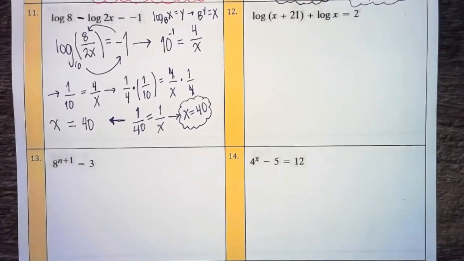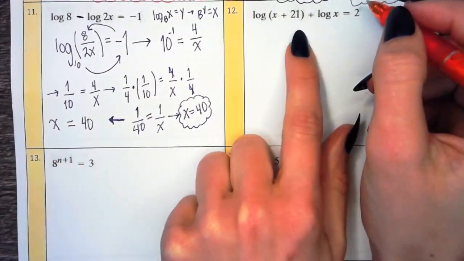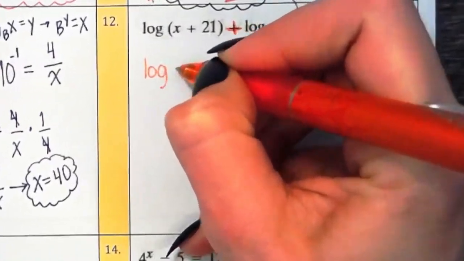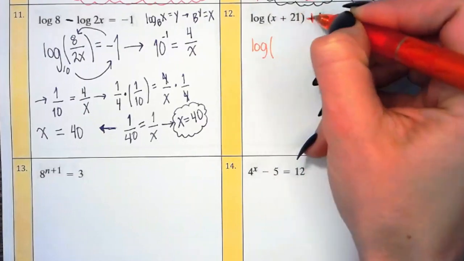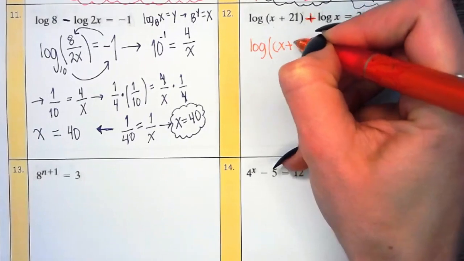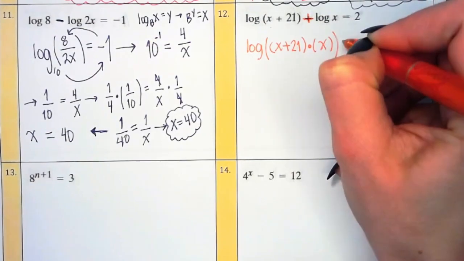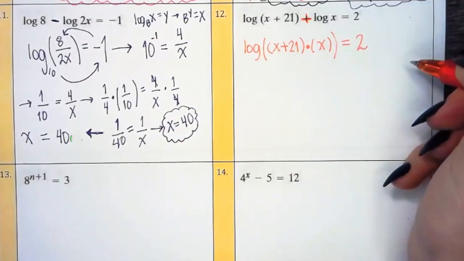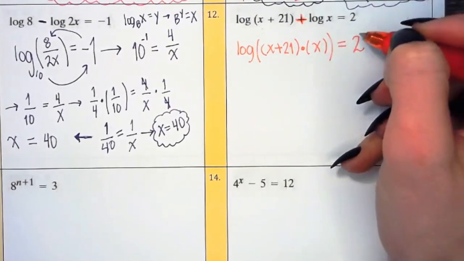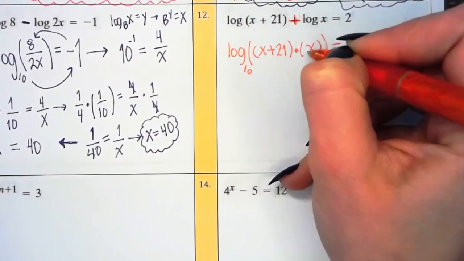Let's look at number 12. Here we have addition, and subtraction became the quotient property. So addition becomes a product property situation. So we're going to have log of x, and that's log of y, and we want x times y. So it's really x plus 21 times x. You might not need that double parenthesis there if you're organized, but I think it's important to really show you what's going on. Again, don't forget, we have our invisible 10, and I'm going to multiply those.